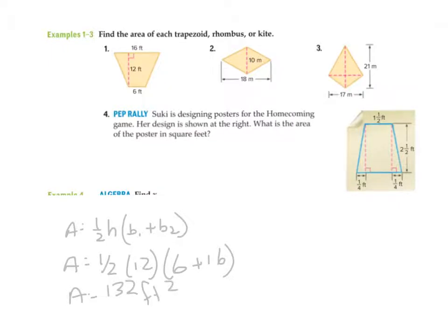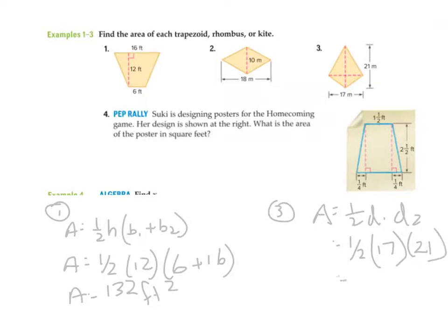All right. Okay, I'm going to skip over to number 3 now. So that was number 1. Let's have a look at number 3. Okay, so A is equal to a half D1 D2. So that equals a half times D1, and it doesn't matter which way it goes around because it's being multiplied, so that's going to be 17. D2 is going to be 21, and if you put that into your calculator and solve, you get 178.5, and now we've got units, which is meters squared.